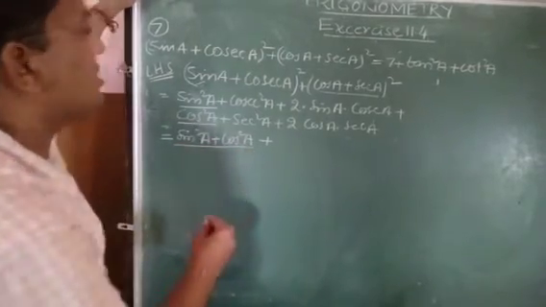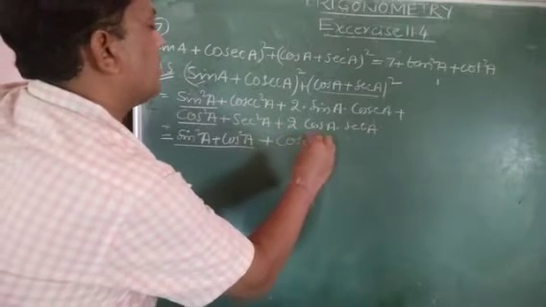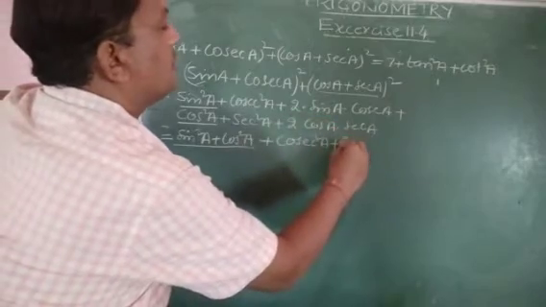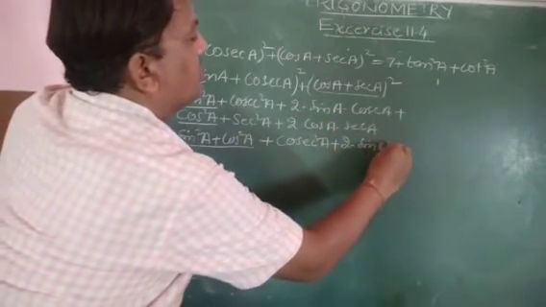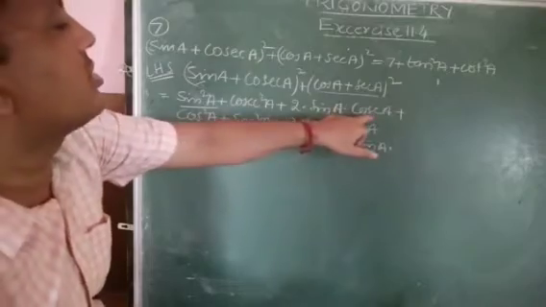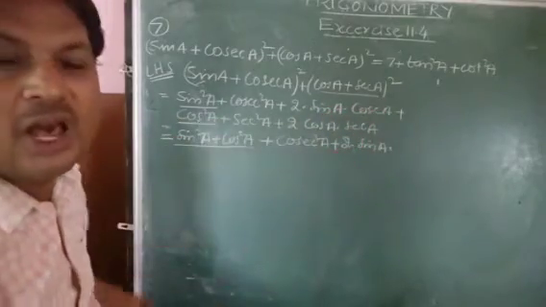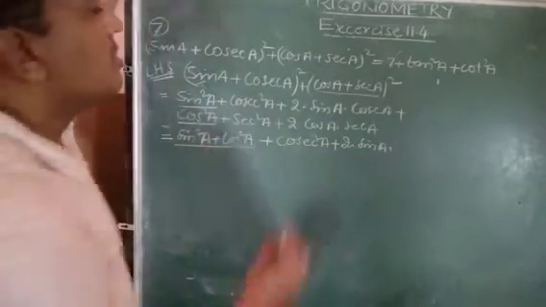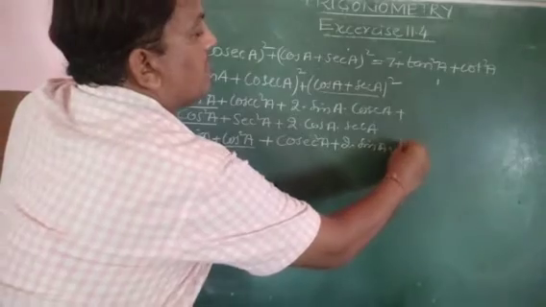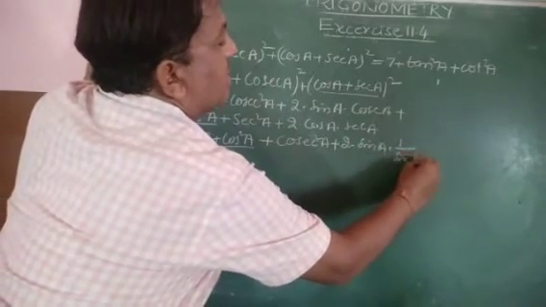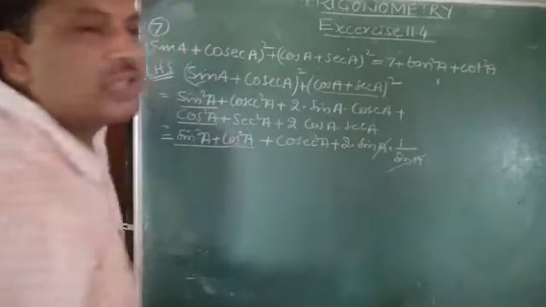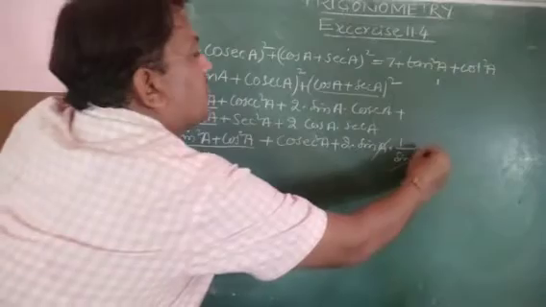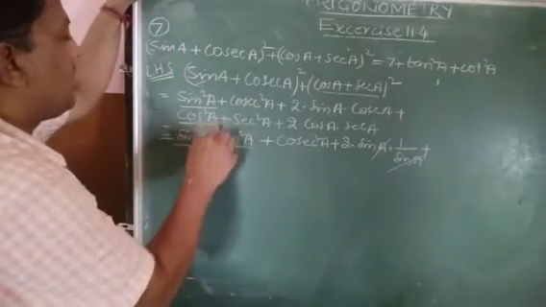Next, cosec square is there, so I am writing cosec square A plus, children, 2 into sin A into cosec A. Sin A and cosec A are multiplicative inverses of each other, meaning they will be cancelled. How? Sin A I am writing as it is, cosec A I am writing as 1 by sin A. So 1 by sin A into sin A cancelled. That's why I told you they are multiplicative inverses of each other. Plus cos square A already written here.